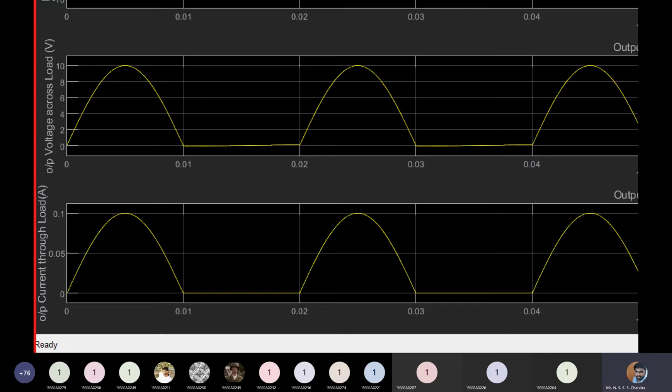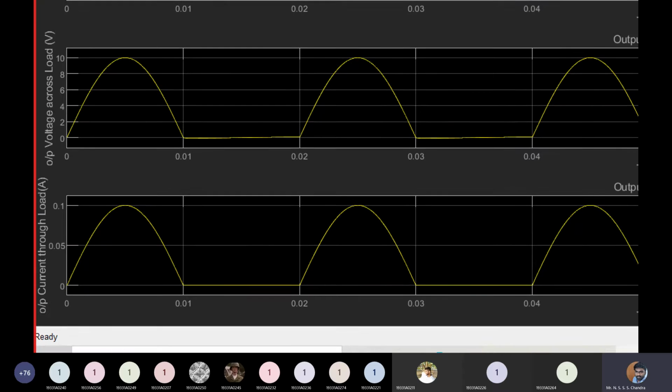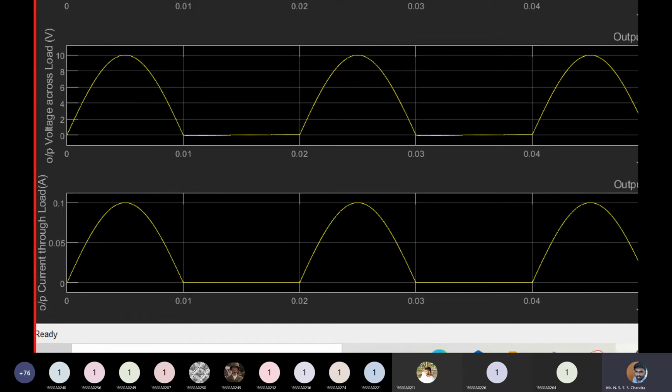What's the peak voltage you are seeing on the screen in the output? 10, sir. Okay, 10 volts. So what is the RMS value? 10 by root, sorry, 10 by root 2. And then for the current, what's the peak value you are seeing? 0.1, sir. So what will be the RMS value? 0.1 by root 2, sir?